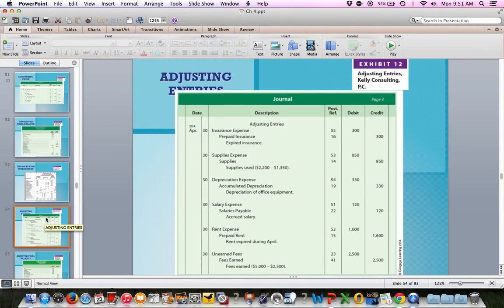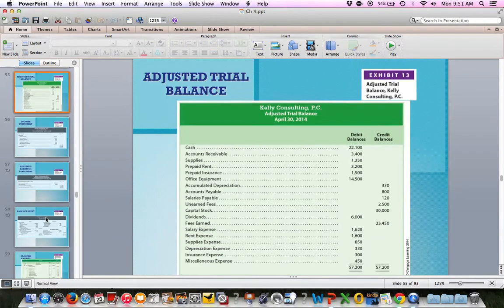And then of course I have to actually journalize and post all of the various adjusting entries, so that's what this is doing for us. Okay. And then once I do that, I can prepare the adjusted trial balance. It balances $57,200 for both sides of the debit and credit down here.